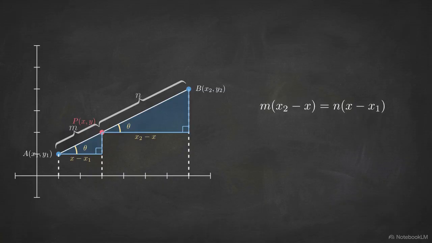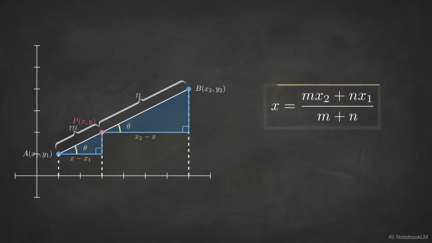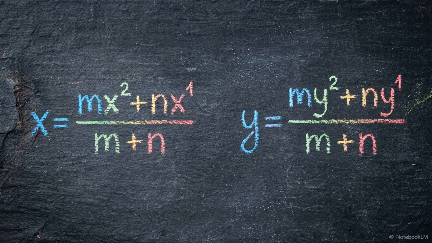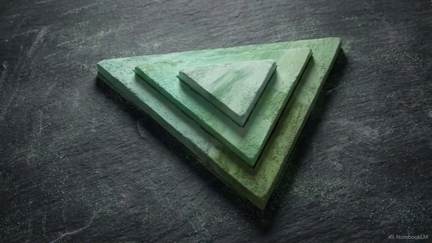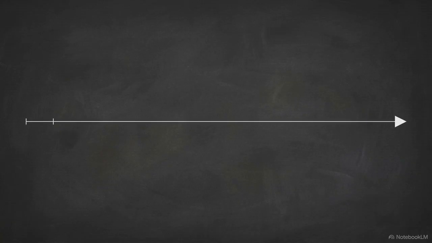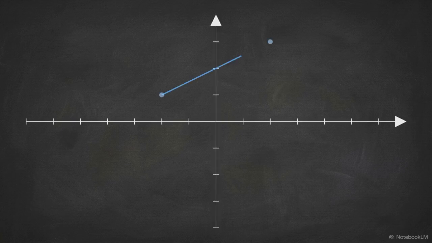Cross-multiplying the denominators flattens this into a linear equation. By expanding these terms and grouping the x variables, we find the unknown coordinate x is exactly mx2 plus nx1 divided by m plus n. The same symmetrical logic applies to the vertical axis, giving us the y-coordinate without further derivation. Dividing a spatial line is essentially an exercise in scaling similar triangles. When a finite segment extends into an infinite line, it eventually crosses both axes.